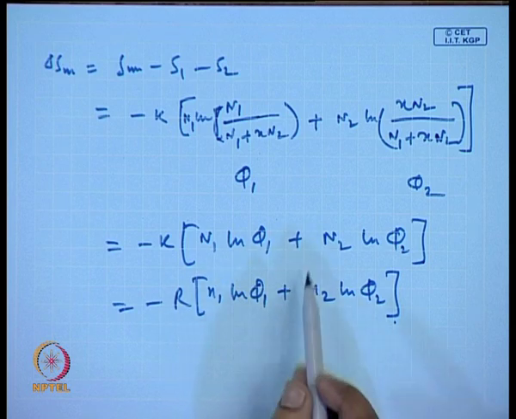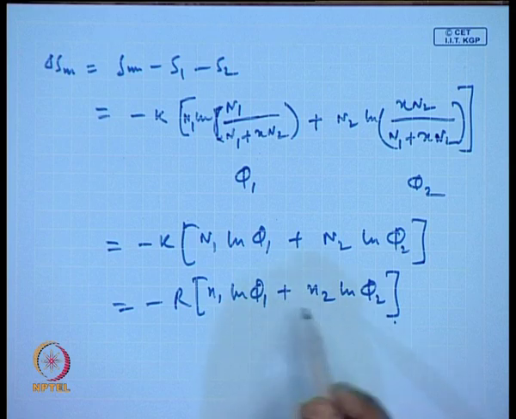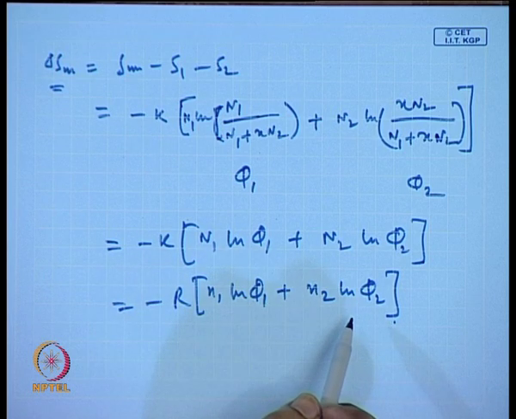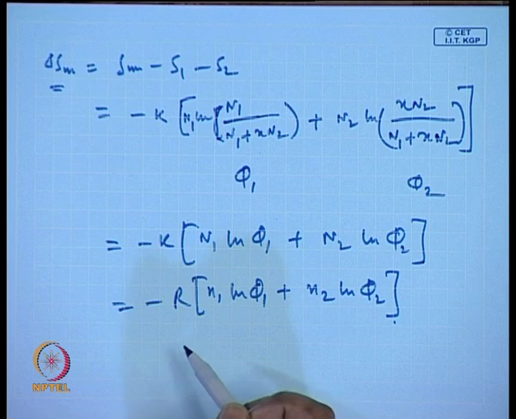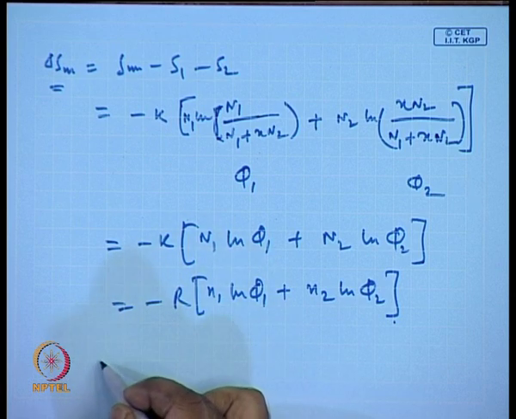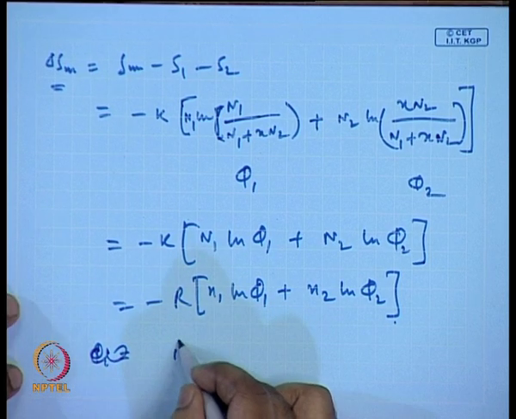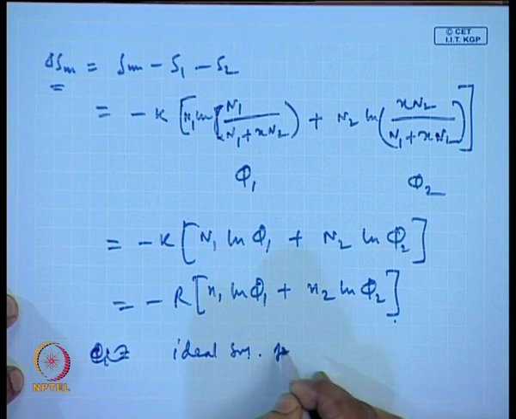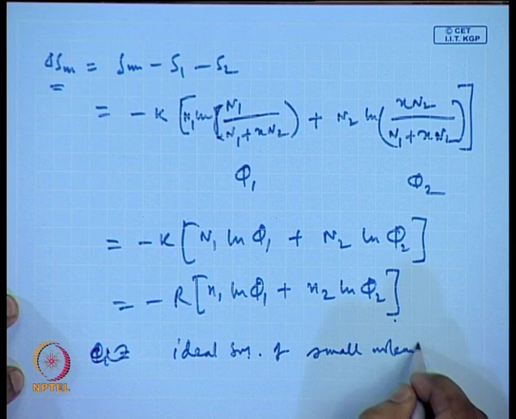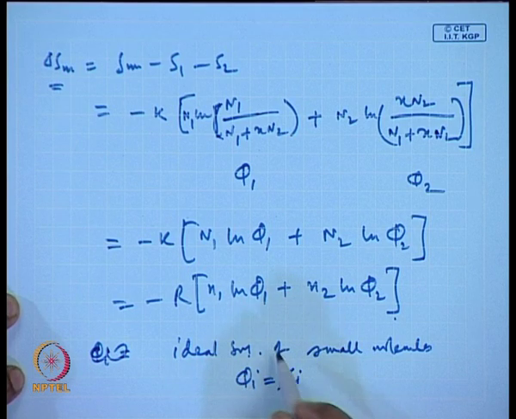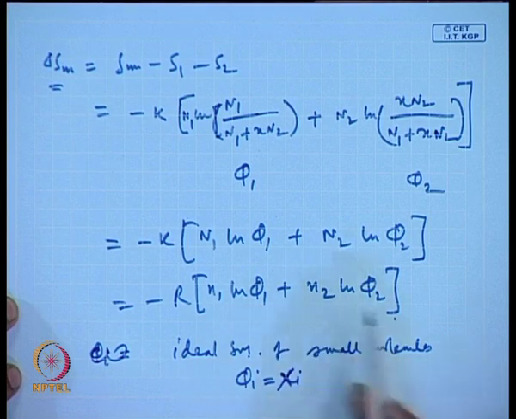So, after all this exercise, we got the entropy of mixing for polymers in a solution given by this expression, and this expression is the same as for the ideal solution of small molecules, because in the case of an ideal solution, phi i, the volume fraction, was equal to the mole fraction. So, you can replace it by the mole fraction and it gives the same number.